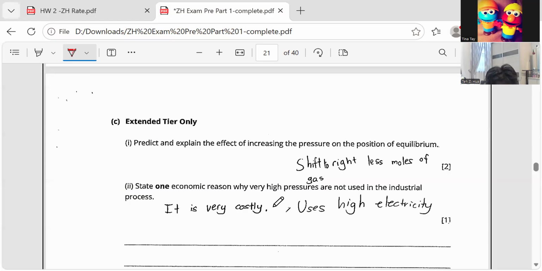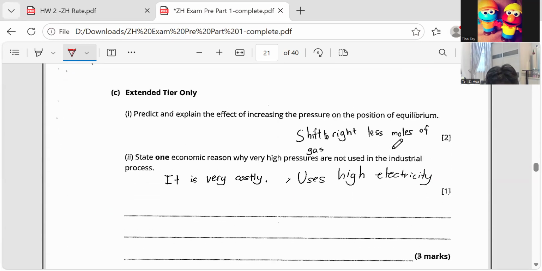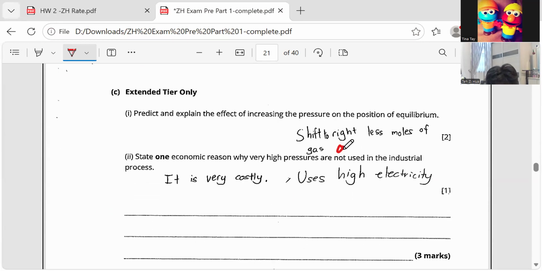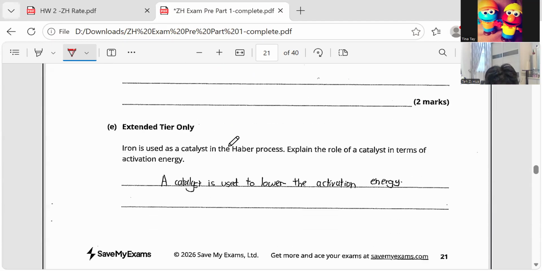All right. Predict and explain the effect of increasing pressure. Shift to the right, less moles of gas. Okay, correct. Add product. Okay. One economy: high pressure is not used, it's very costly, uses a lot of electricity. Okay. From air. Okay.